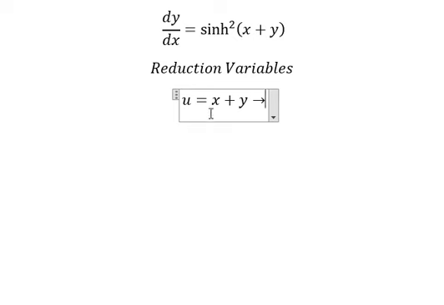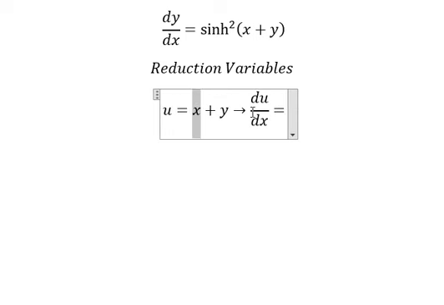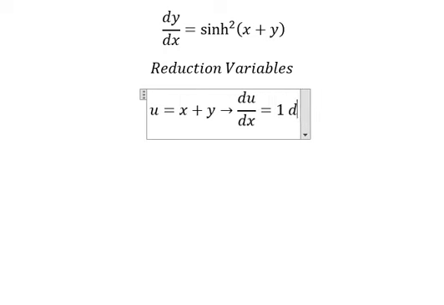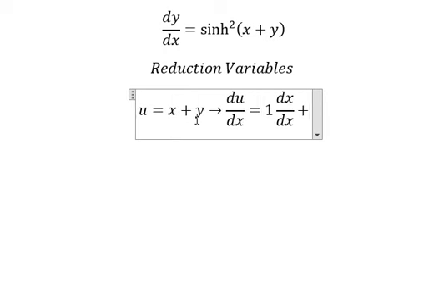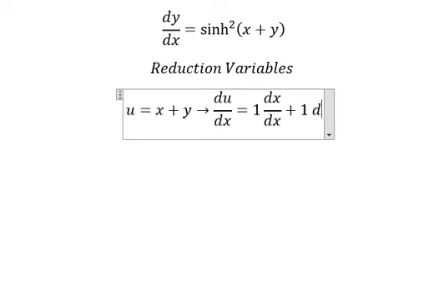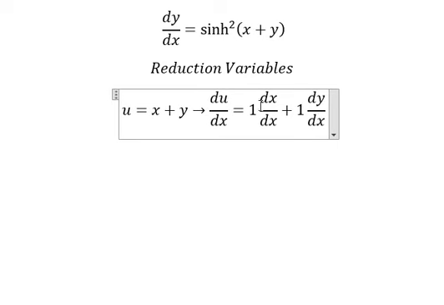Later, we need to first take the derivative of both sides. This one we have du over dx. This one we have 1, dx over dx. This one we have 1, dy over dx. And now we can simplify and you get 1.